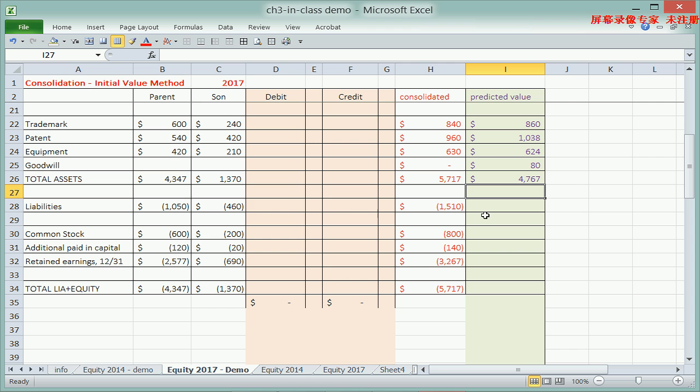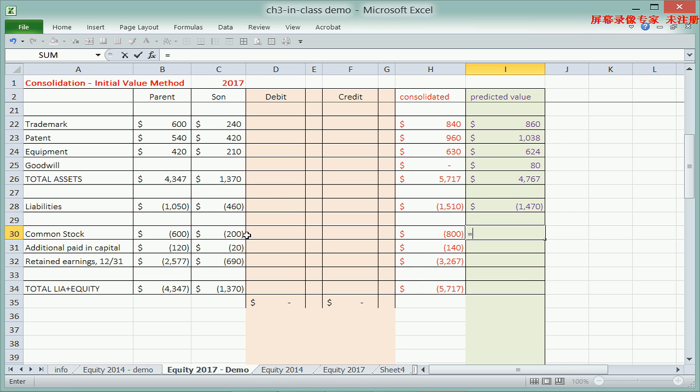Okay, it's 4 million. Liabilities would be the parent plus the sub. Remember, there is an intra-entity loan happening between the two parties. We need to take that out, which is 40. So we need to take the 40,000 out of the 1.51 million.